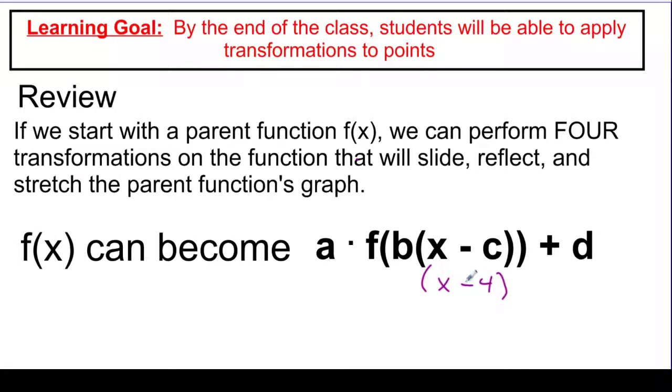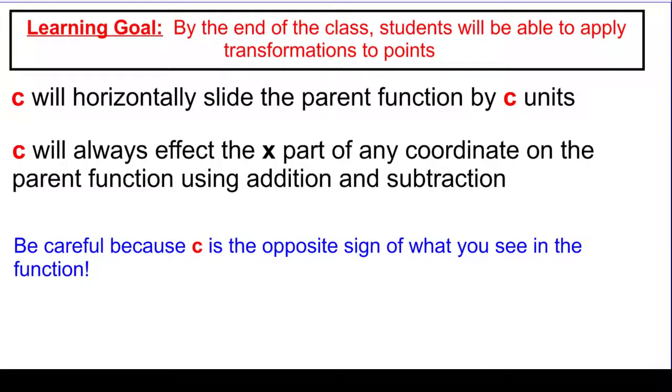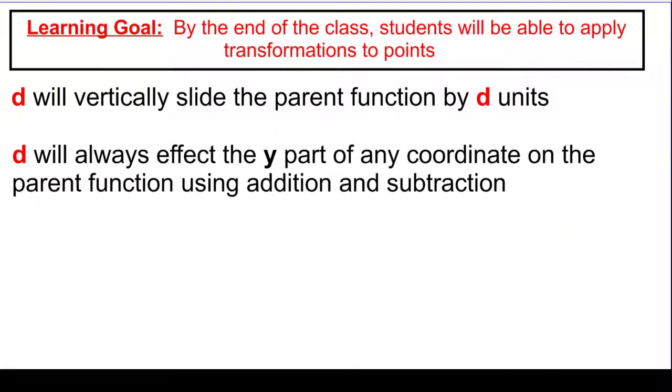And if I had an x plus 4, I'd say my C value is negative 4, and that means it's going to move in the negative direction. So just be careful about that. When you're talking about C, you have to take into account that it's the opposite sign of what you're seeing because of the negative sign in our formula.